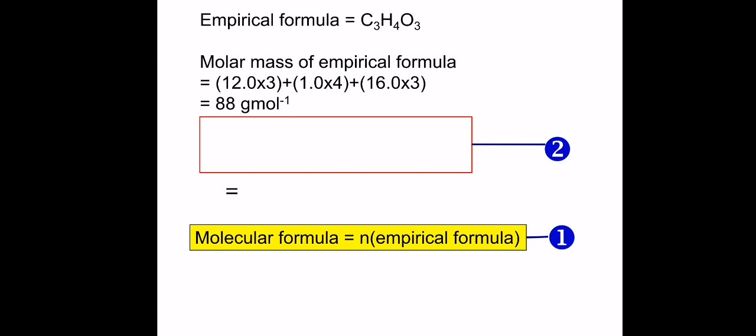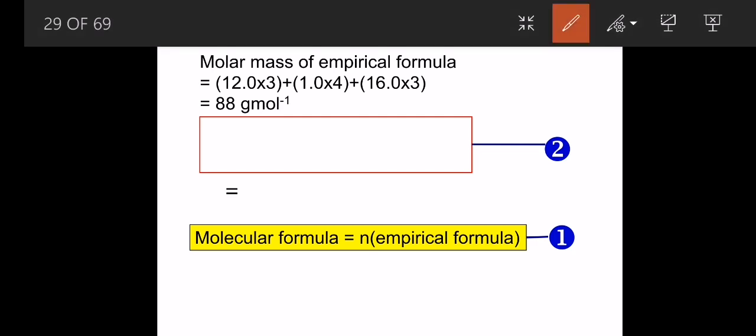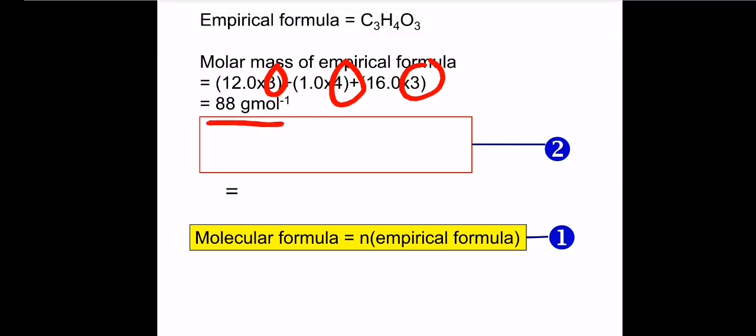Okay, so firstly you calculate the molar mass of the empirical formula. From the empirical formula C3H4O3, right? You calculate the molar mass. So carbon 12 times 3, hydrogen 1.0 times 4, and for the oxygen 16 times 3. Okay, so you get 88 gram per mole.